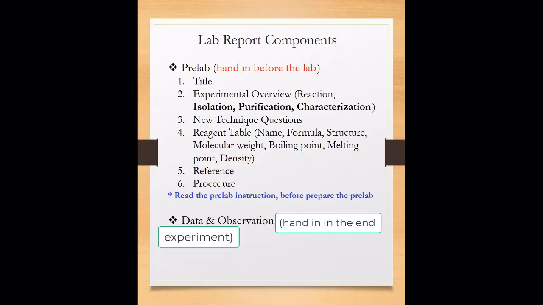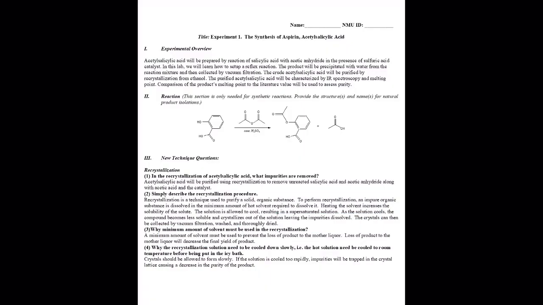Then during the lab section, you need to finish the data and observation. After the lab, once you have done the whole experiment, you need to also finish the post-lab. The post-lab is some kind of worksheet. You just download it online, print it out, and put your answers in.